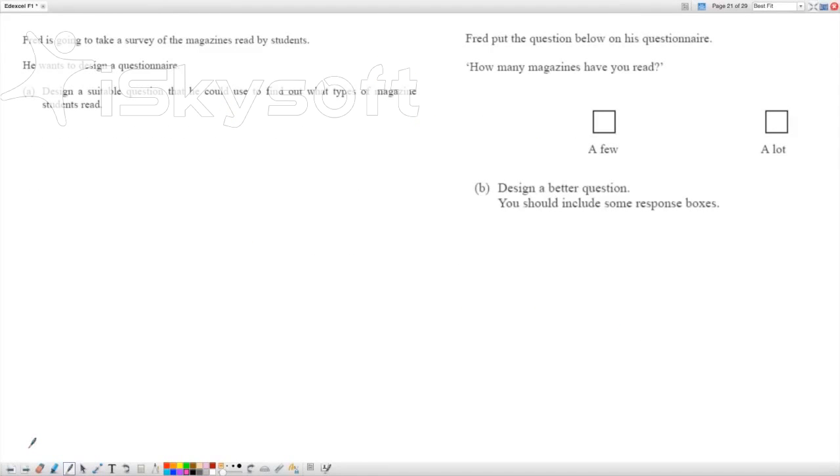Fred is going to take a survey of magazines read by students. In the first part, we're asked to decide a suitable question he could use to find out what type of magazines students read. So here we need a simple question such as, what type of magazines do you read?